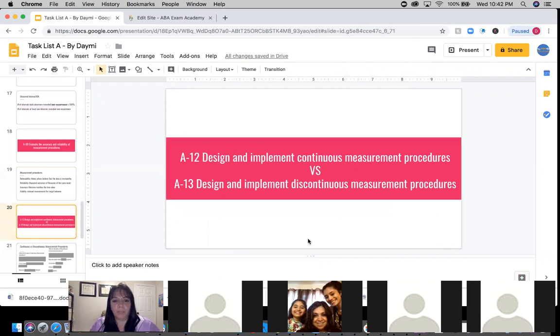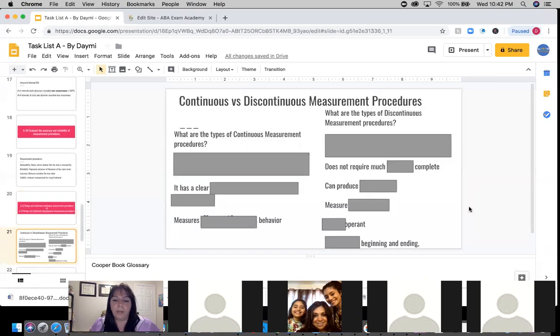All right, we're going to move on to 8.12 and 8.13. 8.12 is design and implement continuous measurement procedures, and 8.13 is design and implement discontinuous measurement procedures. Okay? We're just going to compare and contrast them. So can anybody tell me what are the types of continuous measurement procedures? The different types, just throw them out.